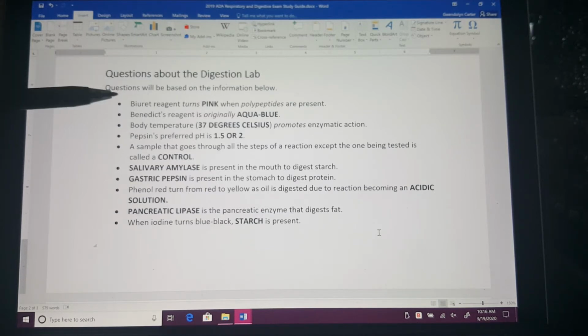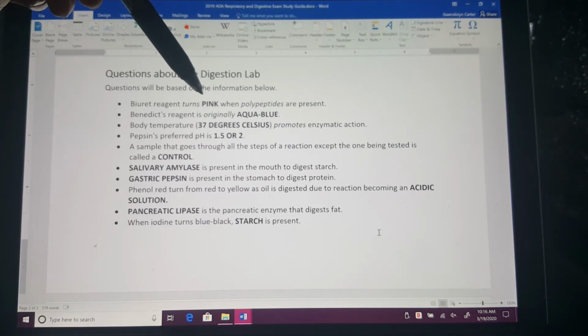So for example, for this sentence, the Biuret reagent turns blank when polypeptides are present. So you choose from the word bank, whatever is pink, and put that letter into your answer choice for whatever that number is. So same thing with the rest of these. You're just filling in the blanks for stuff you've already gone through.